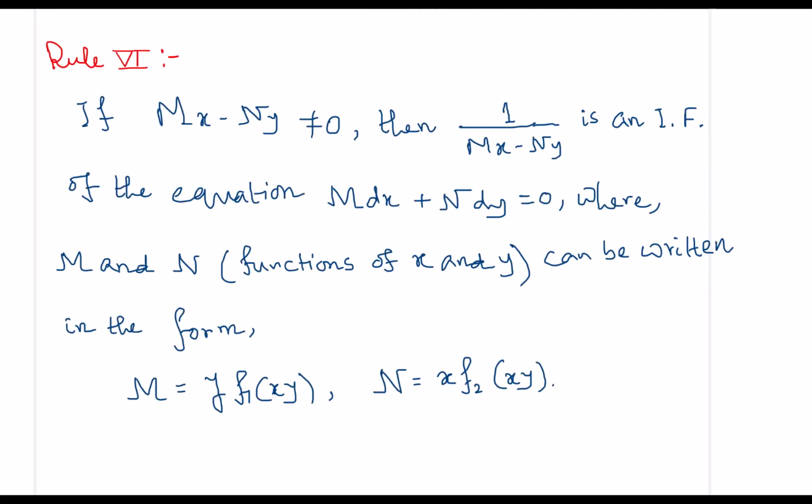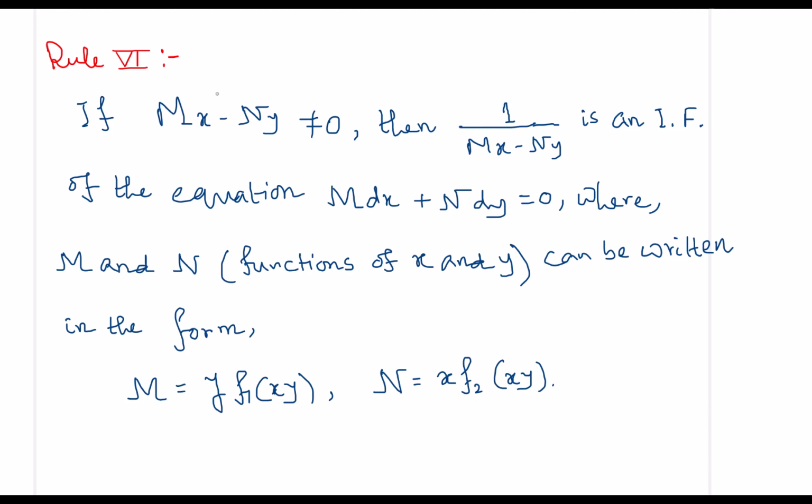In rule 6, if mx minus ny is not equal to 0, then 1 by (mx minus ny) is an integrating factor of the differential equation m dx plus n dy equal to 0, where m and n, we know, are functions of x and y and can be written in this form.